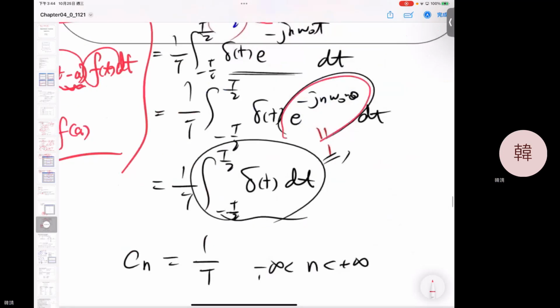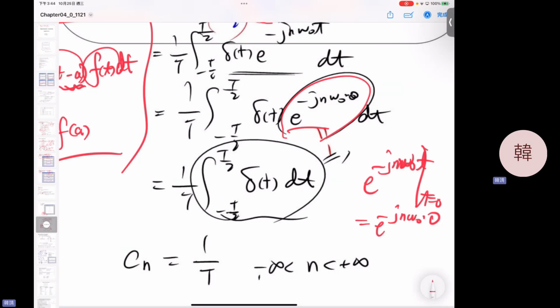Okay. e^{jωt} at t equals 0, e^{-jnω0 t} at t equals 0. So with t equal to 0 there, can you tell me any function to the power of 0 equals what? Any function to the power of 0 equals 1. So this exactly equals 1. So the result will be 1 divided by T.